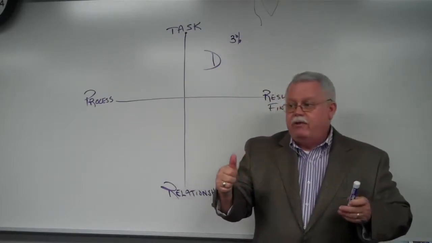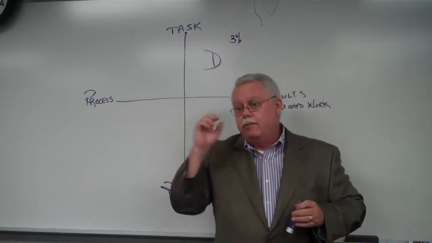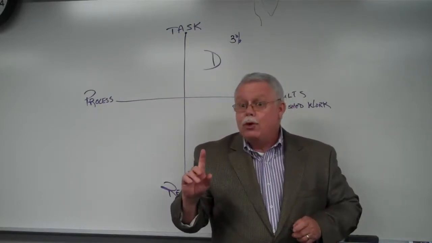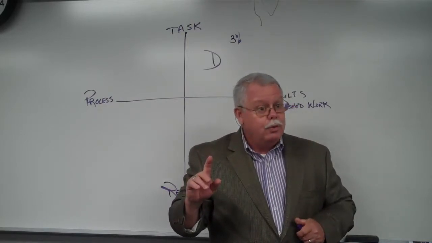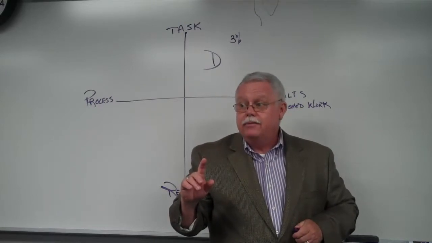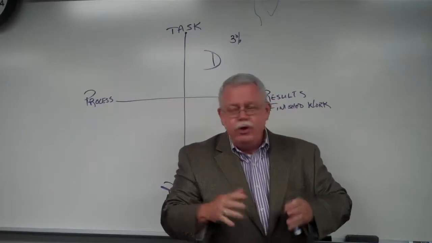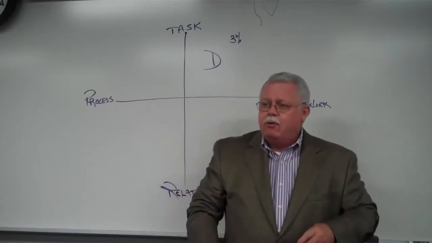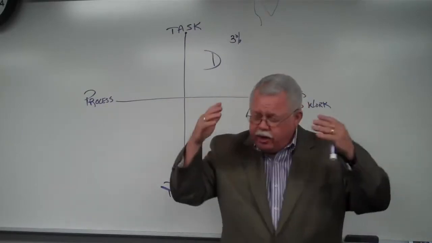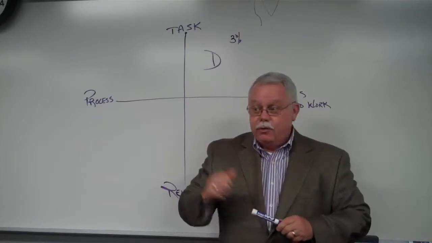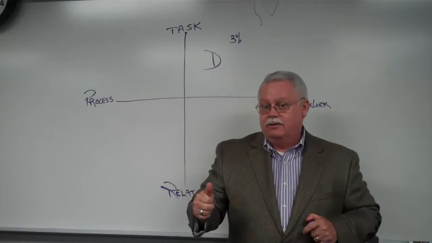The positive side of a D is they get it done. You give them a job, they get it done. Usually, they're pretty competent, too. They're pretty good at getting it done. So they're kind of a go-to person. When you're really under a deadline, it's got to happen right now, and you've got to get somebody who can guarantee you it'll get done, you go to the D personality. So they are a true asset.